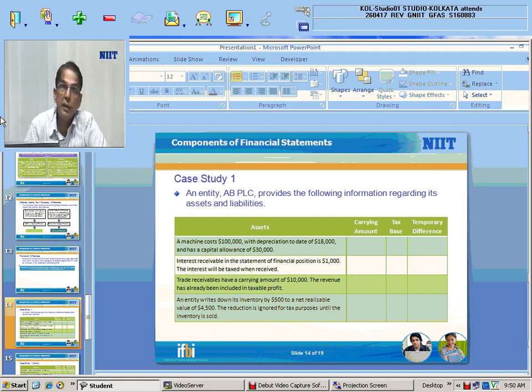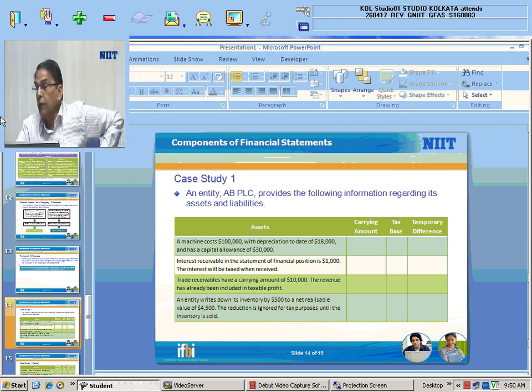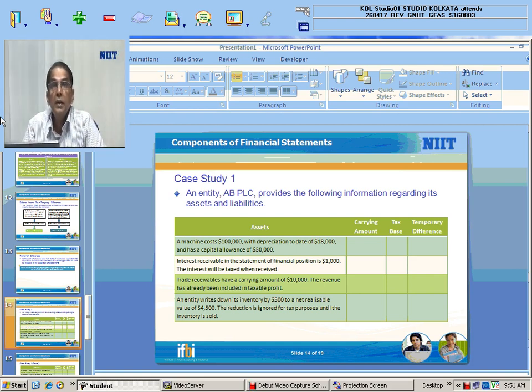Is that clear to everyone? Similarly, trade receivables have a carrying amount of 10,000. The revenue has already been included in the taxable profit. That means for the calculation of taxable profit, this revenue has already been included, and the value attributed to that revenue under the tax law is 10,000. So the carrying amount is 10,000, the tax base is also 10,000. So temporary difference is not there.